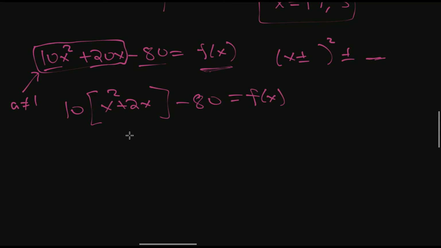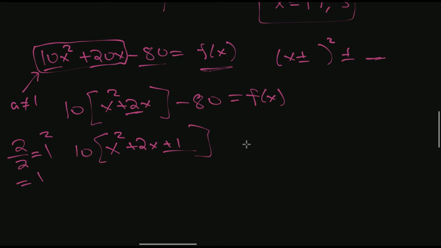So now I want to complete the square. I'm going to take half of my b, which is 2. 2 divided by 2 is equal to 1. I'm going to square that number, and I still get 1. So I'm going to add that in, x squared plus 2x plus 1.